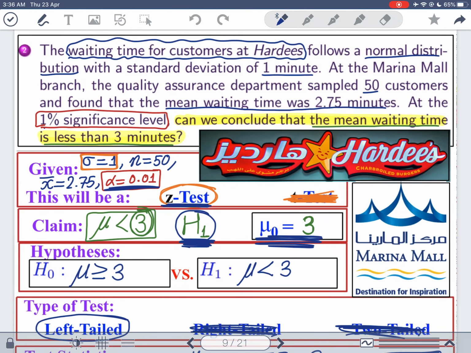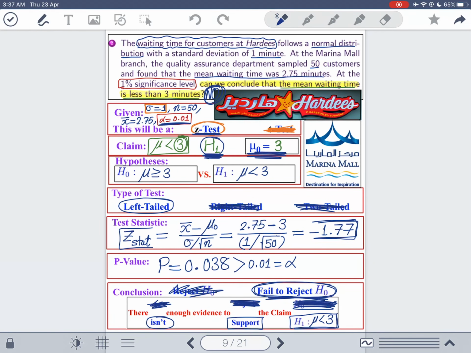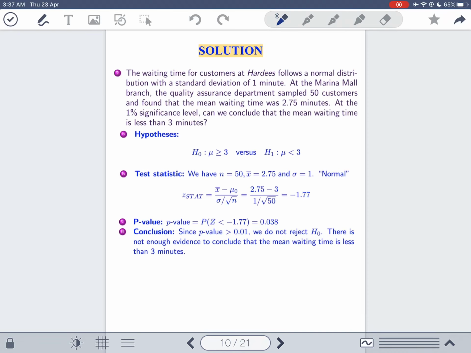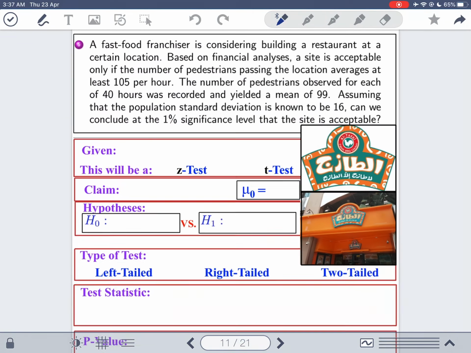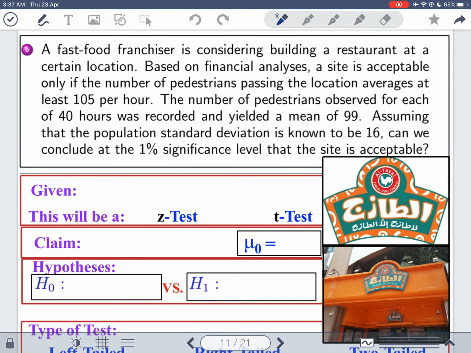And so if you go back to the question, can we conclude that the mean waiting time is less than 3 minutes? The answer is no. Okay, great. We also give you the answer here typed, so you can read it and compare it to our answer. Always compare, okay? And now the second question, which is question number 6.